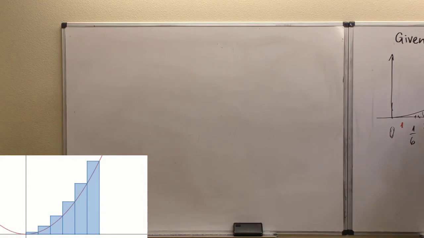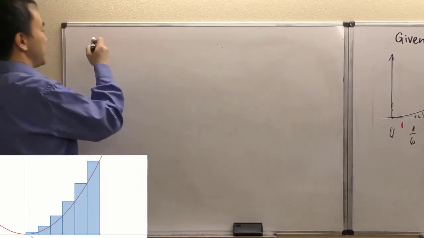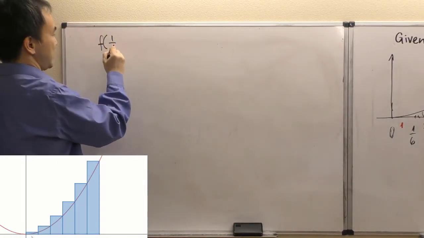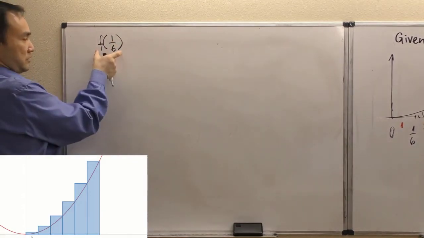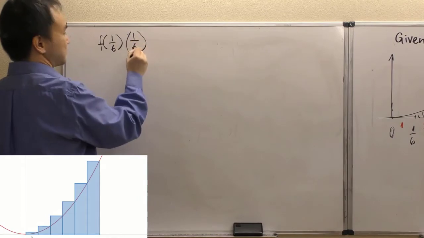Okay, so now for the first rectangle, and remember I mentioned that we're doing right endpoint this time. So the first rectangle is here. I hope my mouse cursor on a small screen can still point out where the first rectangle is. The right endpoint is going to be that point on the first rectangle. So the area we want to find, the height, can be found by f of 1/6. So the height is f of 1/6, and I'm going to multiply with the width, 1/6.